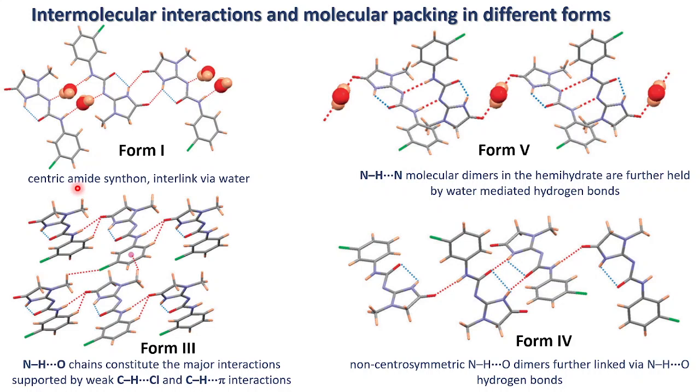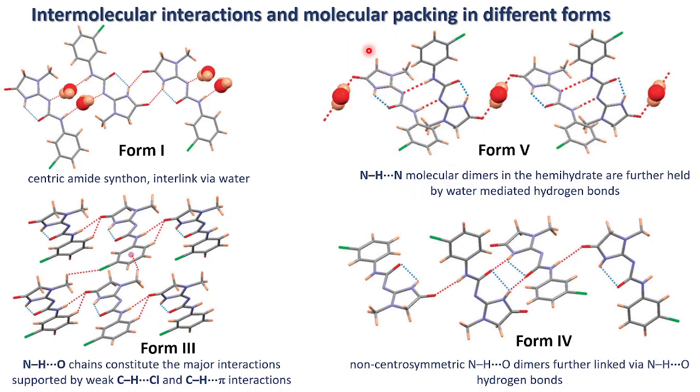Form 1 has a centric amide synthon, interlinked by a water molecule. You can see here, this is a dimer. Simply, these are the dimers present in each form, and this is form 5. Form 5 is also a polymorph. Here you can see there is an NHO interaction, which is intramolecular. Here the NHO interaction means an intramolecular hydrogen bond.